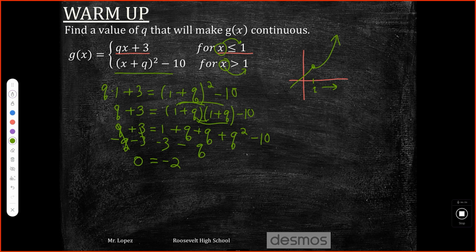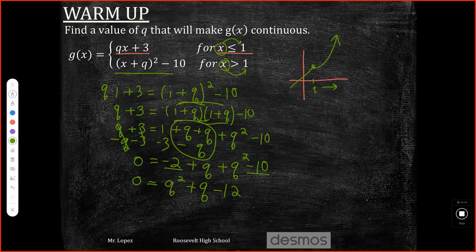let me erase this. Let's continue on. So this is going to be q plus q squared minus 10. These ones are also like terms. Now I can put it in from biggest power to lowest. So the q squared plus q, that's minus 12.